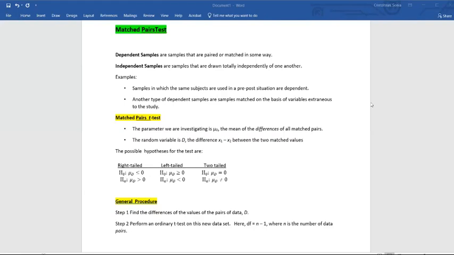Hello everyone. In this video, I'll be talking about a very specific test, which is called the matched pairs test. This applies to dependent samples. So let's start with the definition of dependent sample.